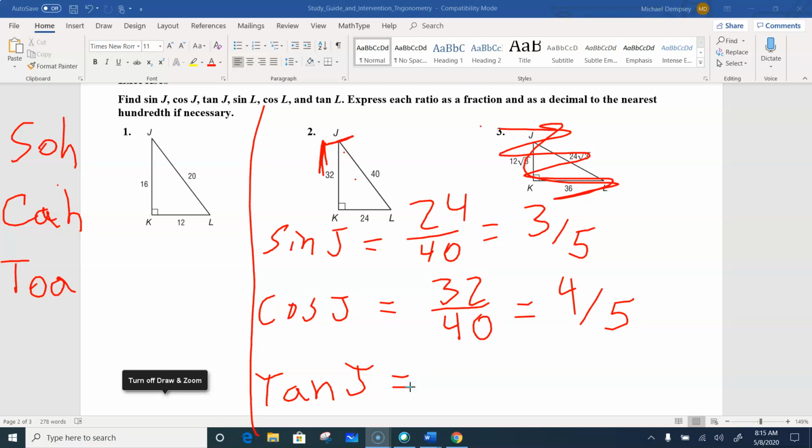Tangent J. Now, adjacent lives in the denominator, right? So what's adjacent to J? 32. Opposite is 24. Divide them both by 8. This triangle is just the previous triangle multiplied by 8, and we have 3/4.